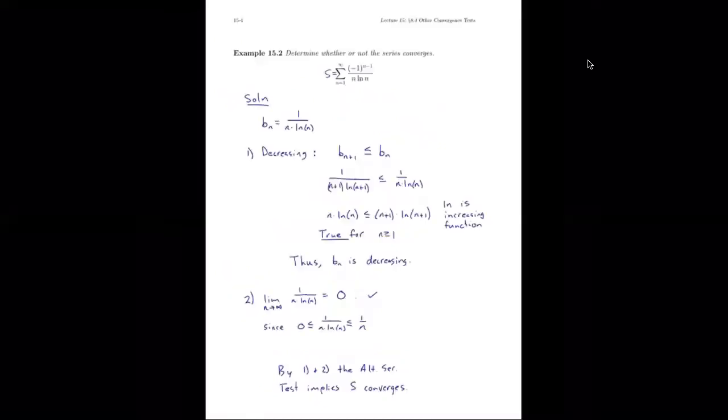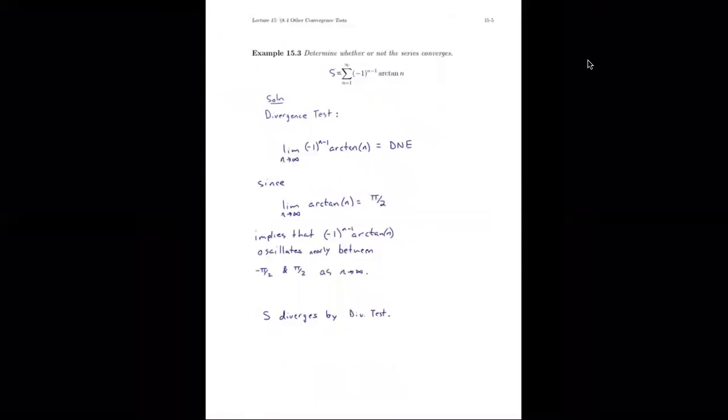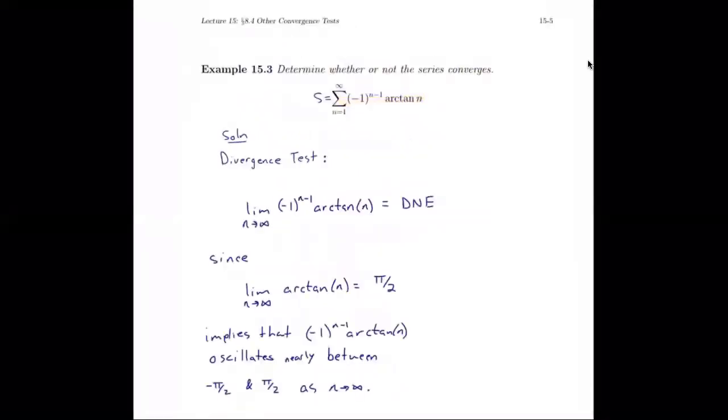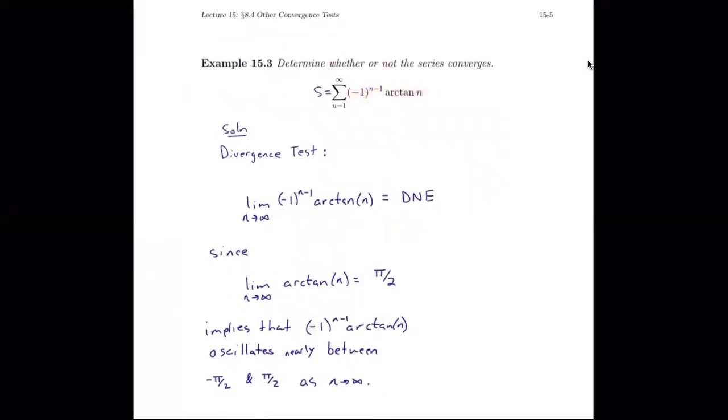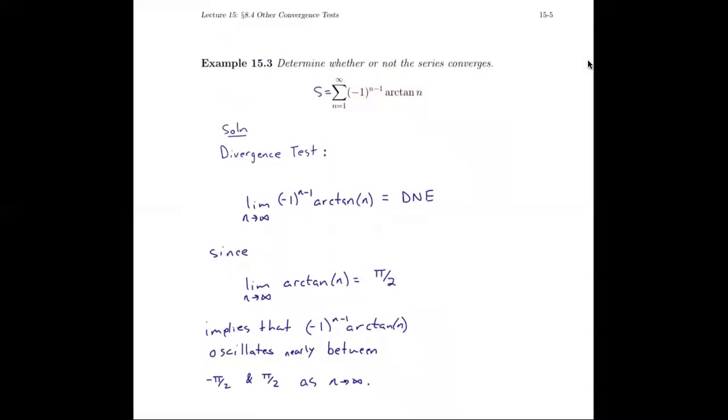So for one more example, we'll look at an alternating series of this form. We've got, of course, the alternating term, and then arctangent of n will be our positive term, our b sub n's. So one of the first things we can really use here is just the divergence test, and we can note that this limit does not exist. Now, that's a pretty bold claim.